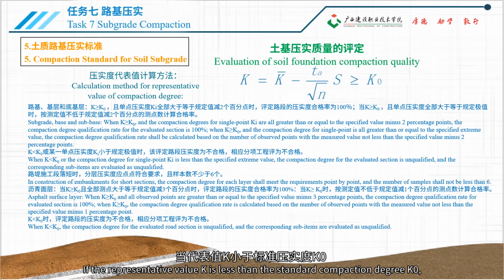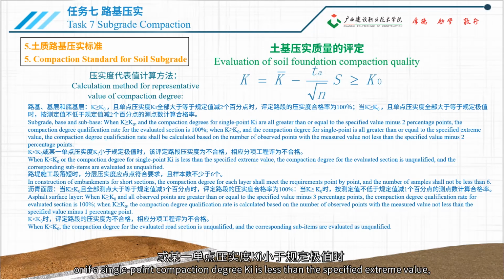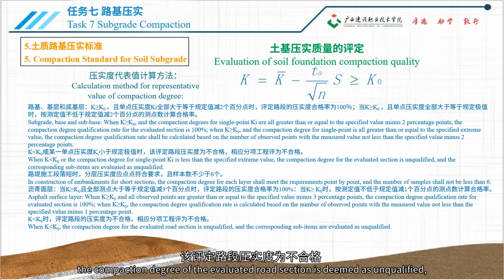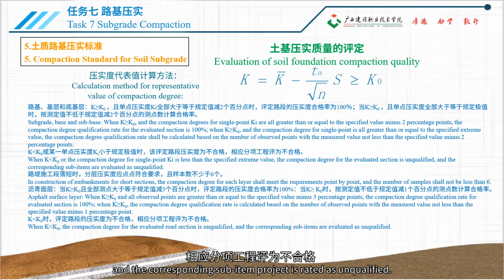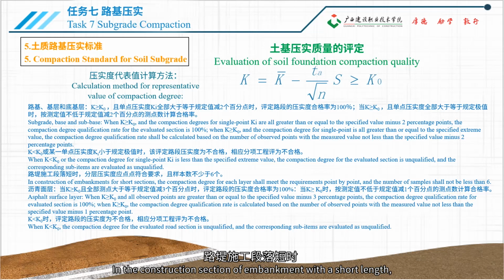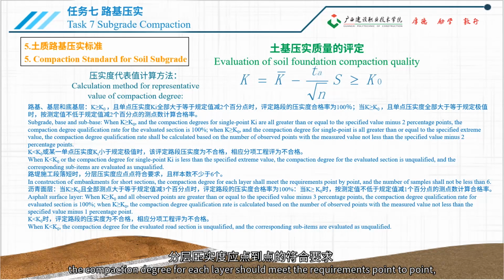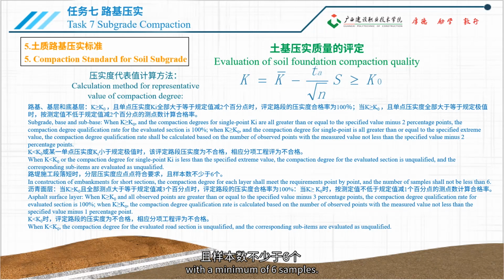If the representative value K is less than the standard compaction degree K0, or if a single-point compaction degree Ki is less than the specified extreme value, the compaction degree of the evaluated road section is deemed as unqualified, and the corresponding sub-item project is rated as unqualified. In the construction section of embankment with a short length, the compaction degree for each layer should meet the requirements point to point, with a minimum of 6 samples.